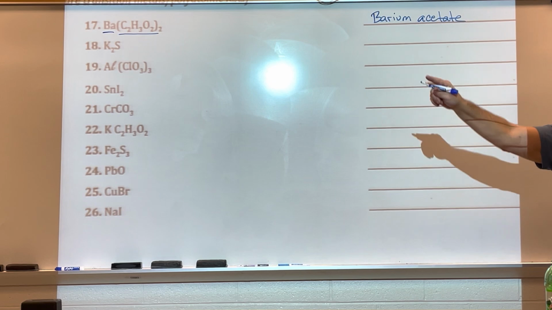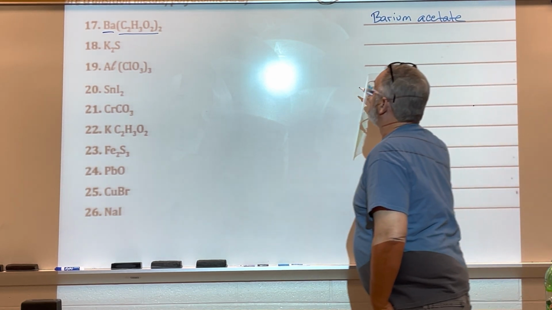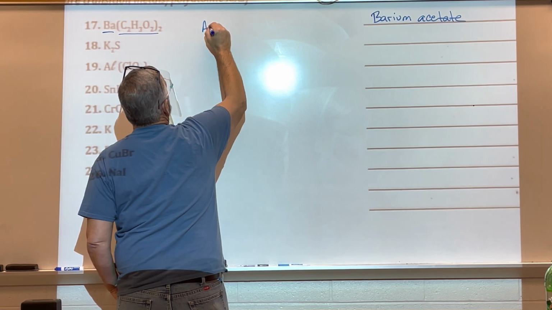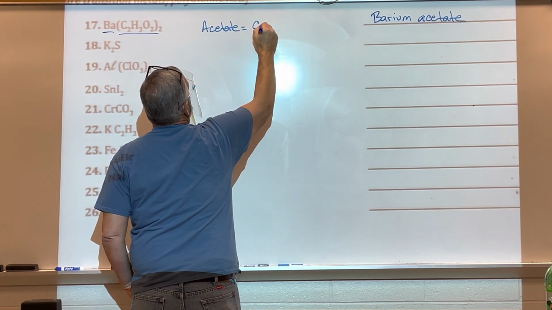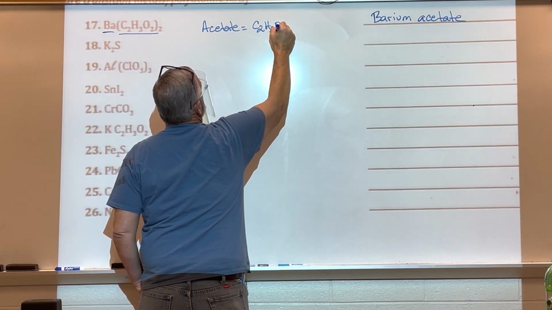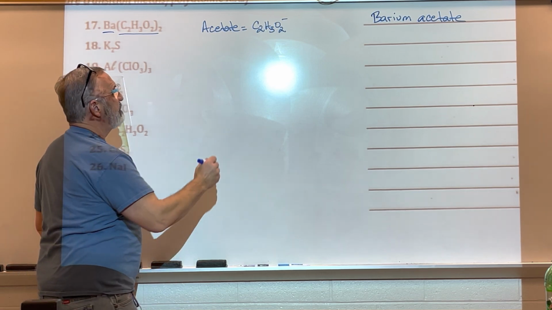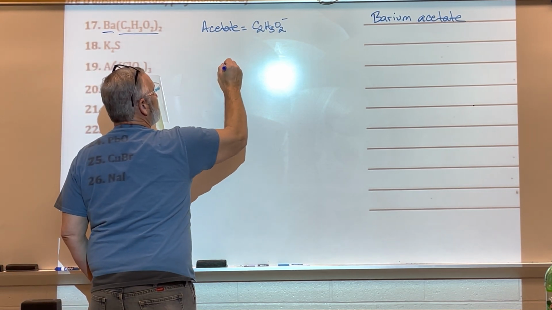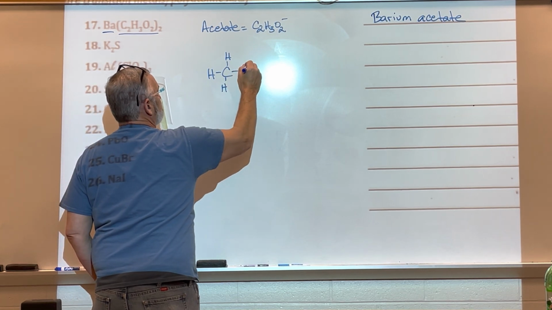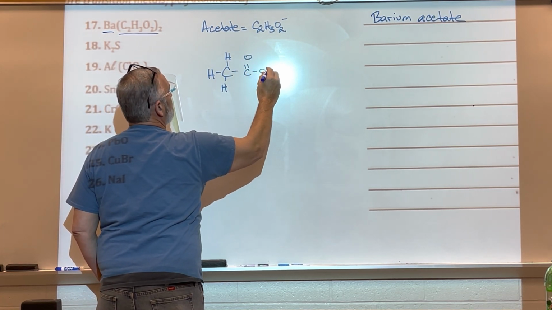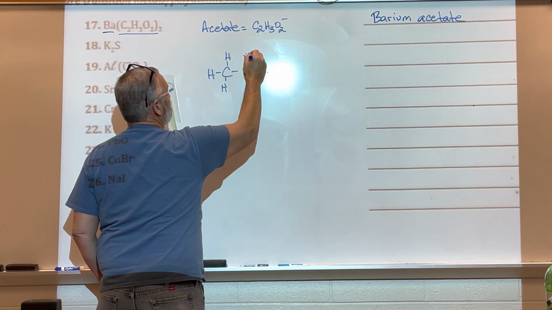Okay, and you get that just by looking. Now, acetate is a unique one. Acetate, as written on your sheet, C2H3O2. That's just the normal way we write it. But the structure of acetate looks like this. And then the extra electrons right there.